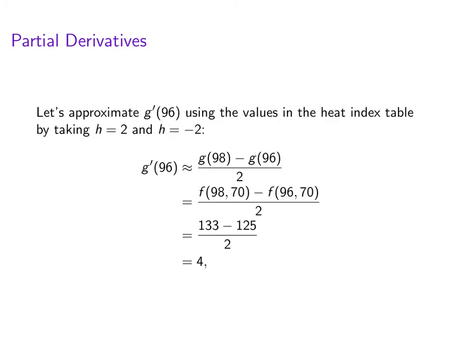Let's try to approximate G prime of 96 using the values in the heat index table, and we'll choose h equals 2 and then we'll choose h equals negative 2. So for instance, if we choose h equals 2, then we can say that G prime of 96 is approximately equal to G of 98 minus G of 96 all over 2. It's not a limit right now. We're actually plugging in a small value of h to estimate the derivative. The smallest value of h that we can use in this case is 2 because that's how the temperature increments. If we plug all this into the function f, we end up getting 4.